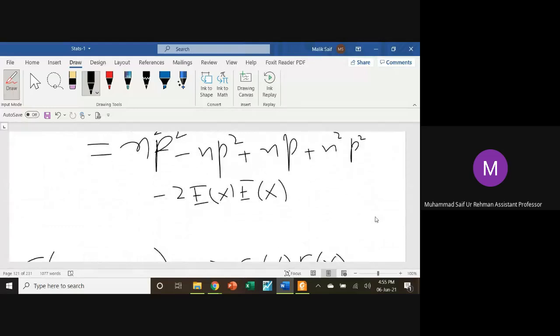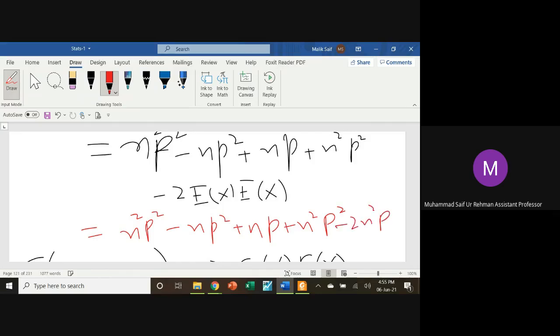And for this, I have already found the result will be np square. So basically, this will become minus 2 np square. What is this? This is 2 np square, n square p square. This is equal to 2 into n square p square, minus np square plus np plus n square p square minus 2n square p square. Fine. So now you can see these terms are gone.